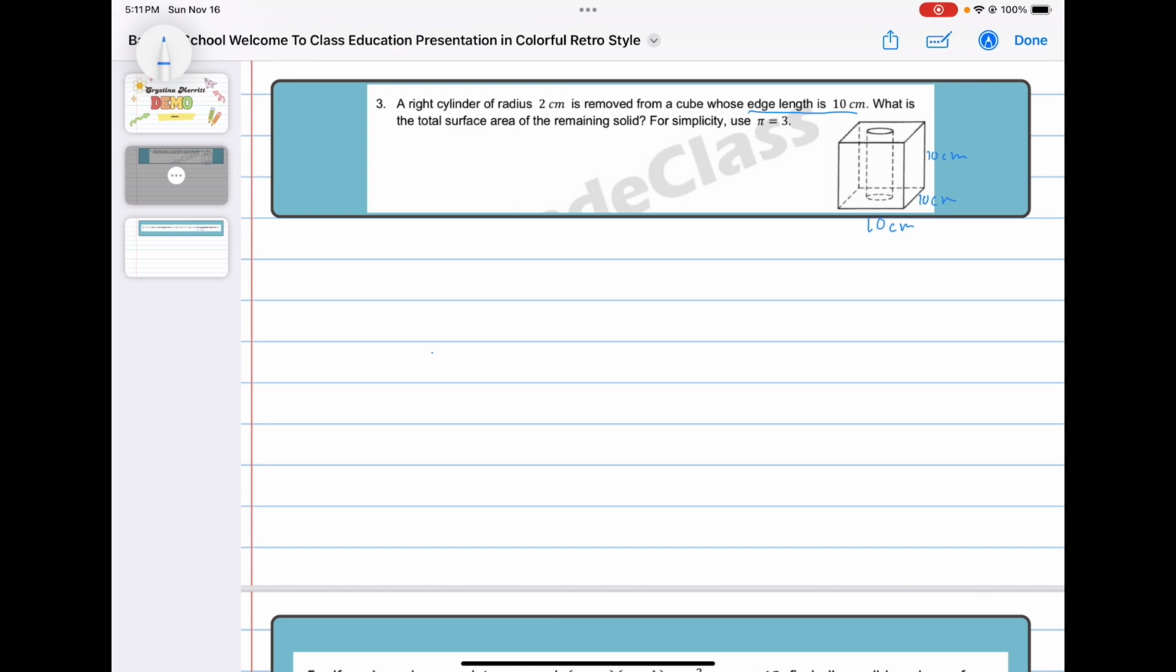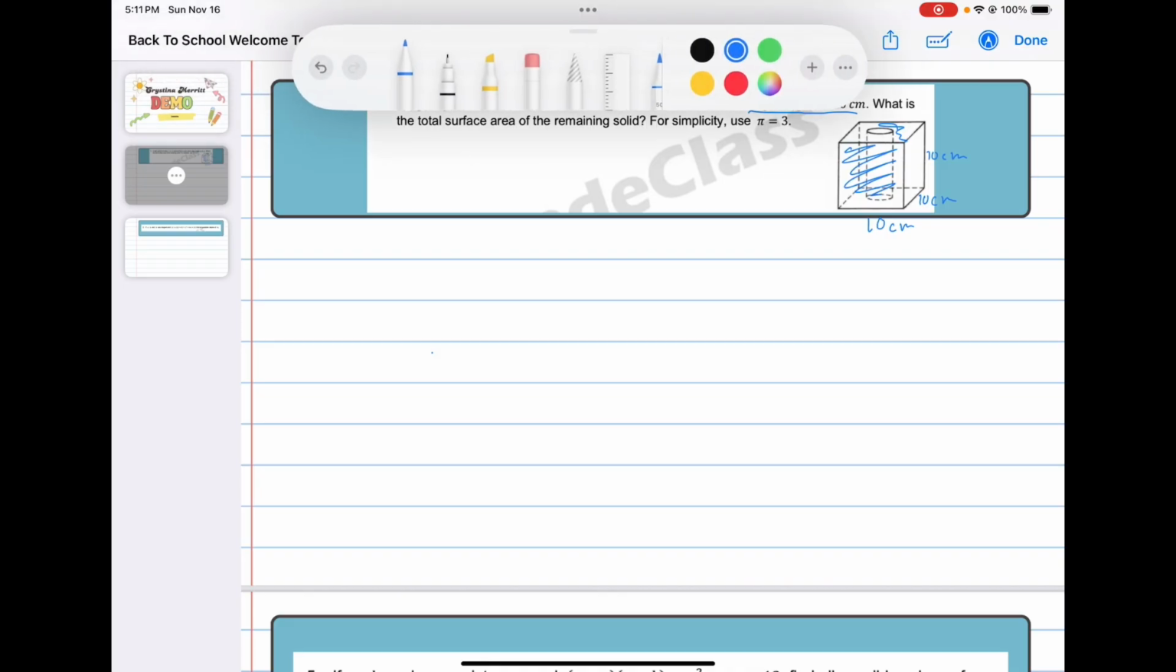And we're going to look at the area of the front of the figure plus the back of the figure. Then the area of the top of the figure and the bottom of the figure. And finally the area of the side plus the other side of the figure.